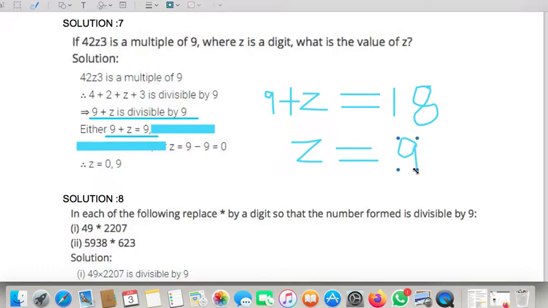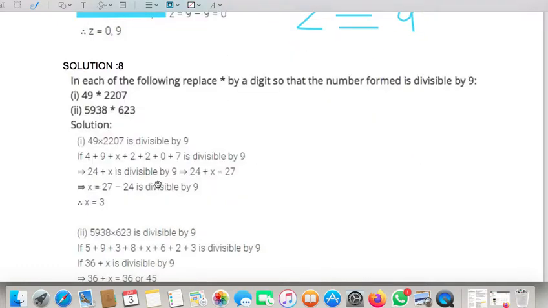Fine. So this is how I can find the two values of z. Okay, so this is the answer. Let's move further now. Question number 8. See students what it says.